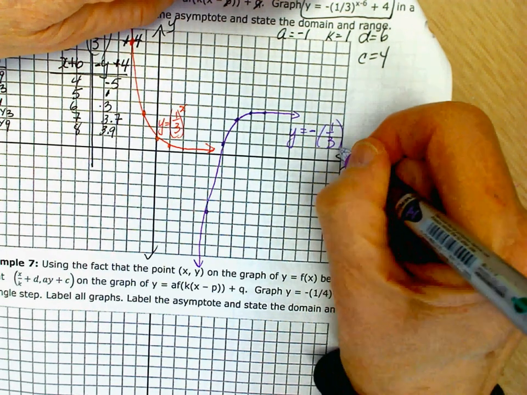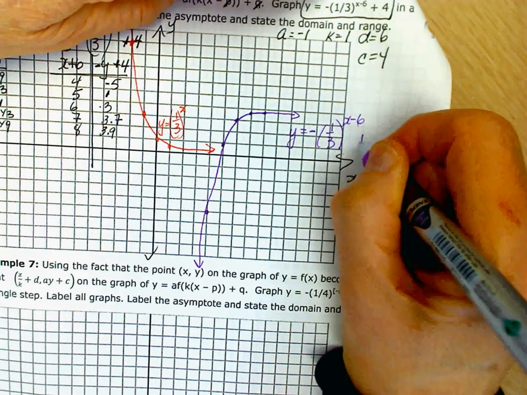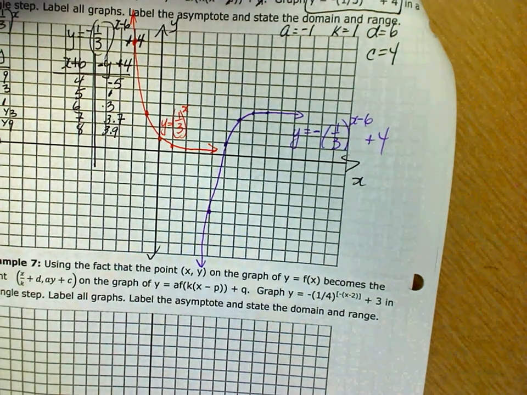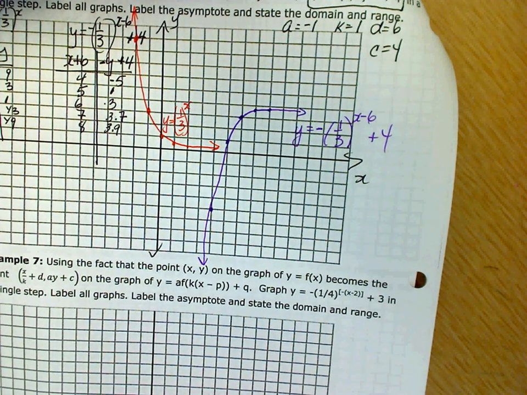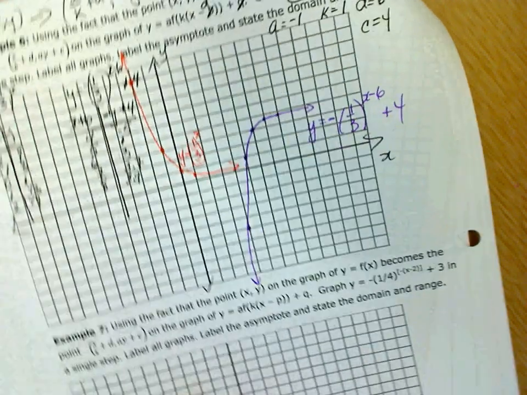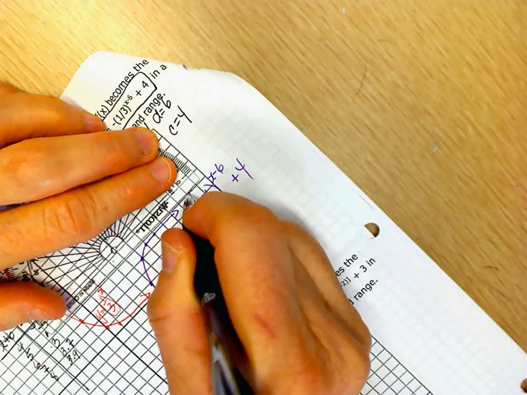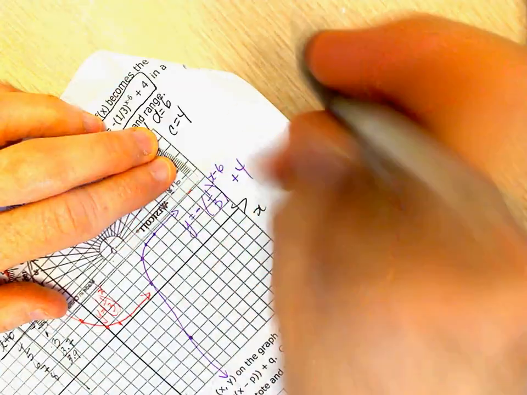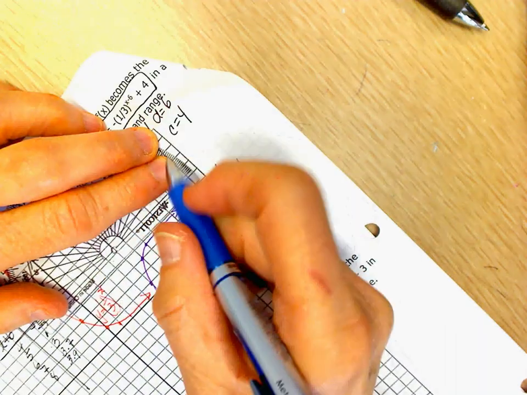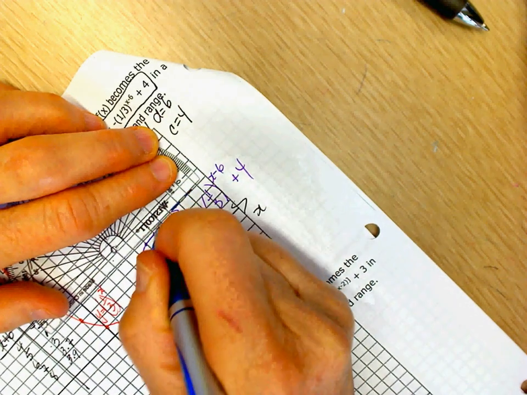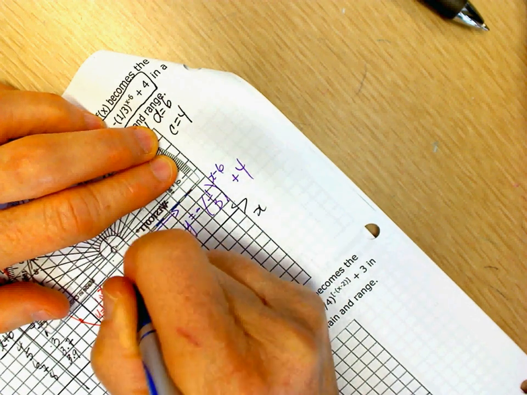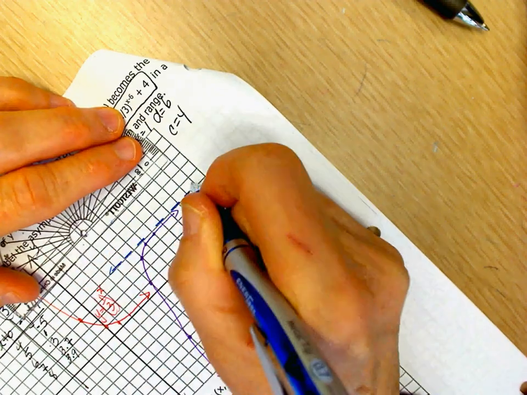So they say label the asymptote. Let's do that. We'll draw that in and we'll label our asymptote. So remember, an asymptote is a line the graph gets closer and closer to but never touches. So that's y equals 4.